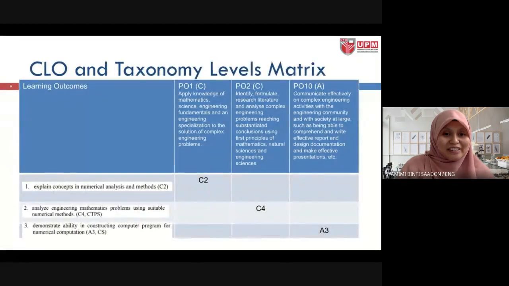And then this is the course learning outcomes, as usual. For this course we have 3 learning outcomes. Explain the concepts in numerical analysis and methods. Analyze engineering mathematics problems using numerical methods. Demonstrate ability. So PO1, PO2, and PO10. Basically PO1 and PO2 are the main cognitive part, so I will assess you in the test and final exam as usual. And PO10 will be the assignment, effective.